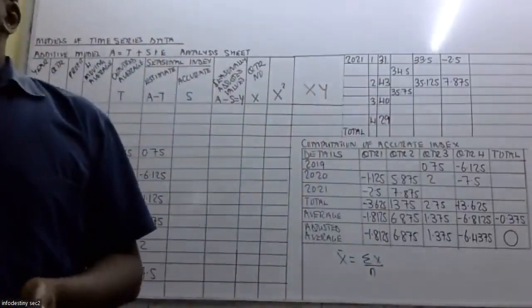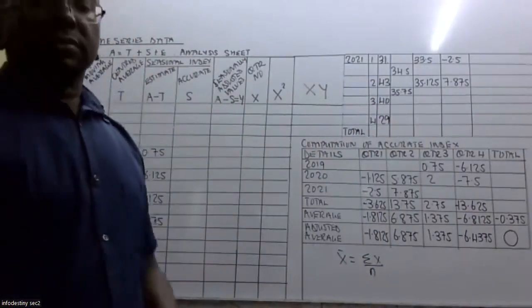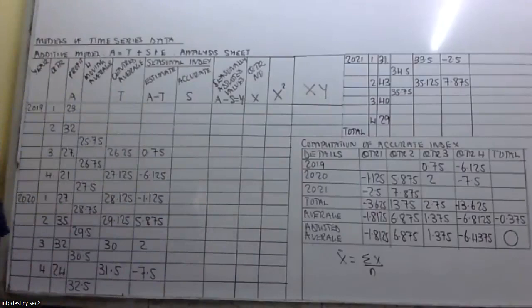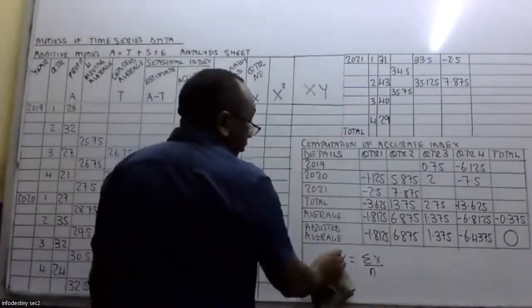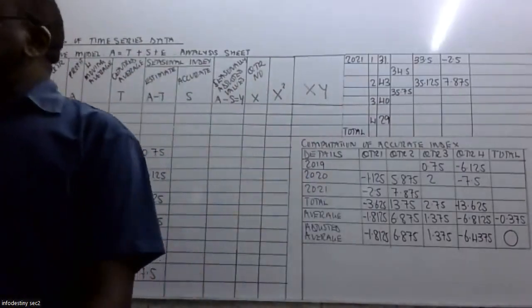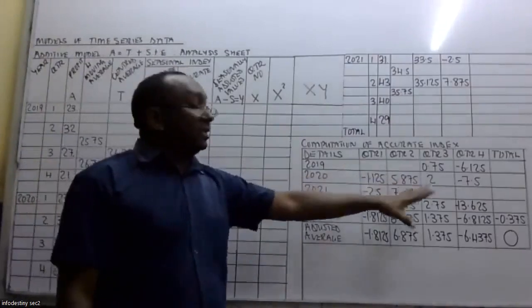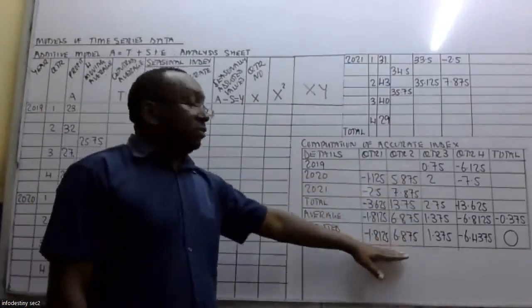Now yours, I hope you're able to do that, using your own values. So that is how we compute the adjusted indices. If the examiner has asked you to compute seasonally adjusted indices, that is the value you come to.